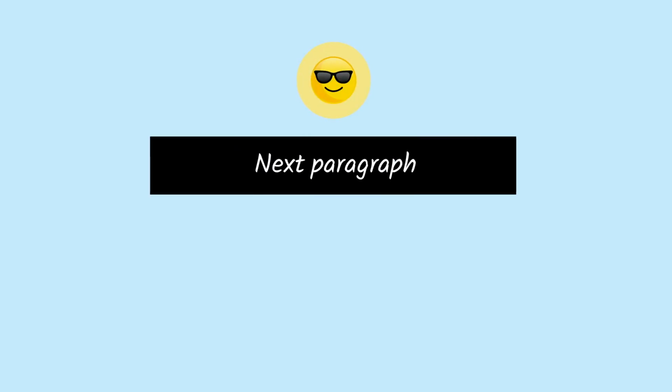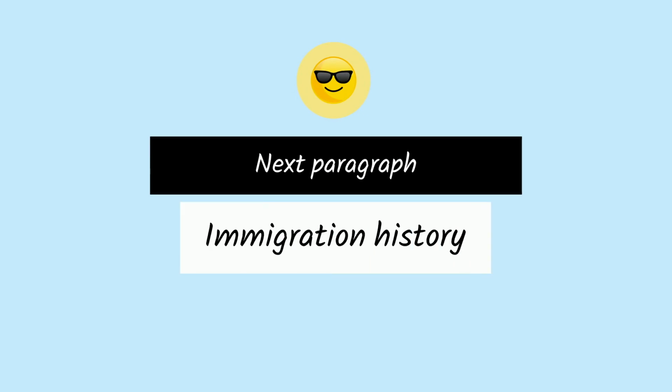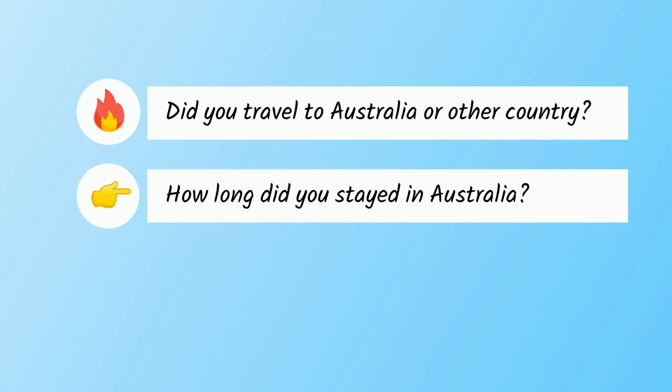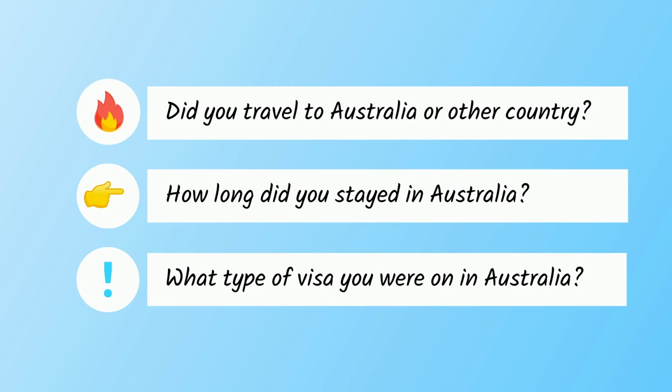In the next paragraph, I will talk about my travel history, if I have ever traveled to other countries or to Australia, and if I have traveled to Australia, how long did I stay and what type of visa I was on. And if you haven't traveled overseas at all, you can mention that in your letter as well.